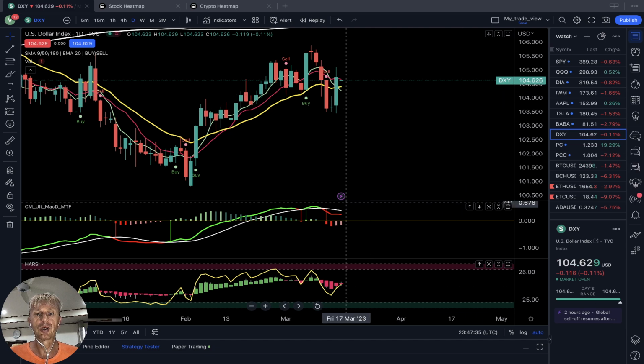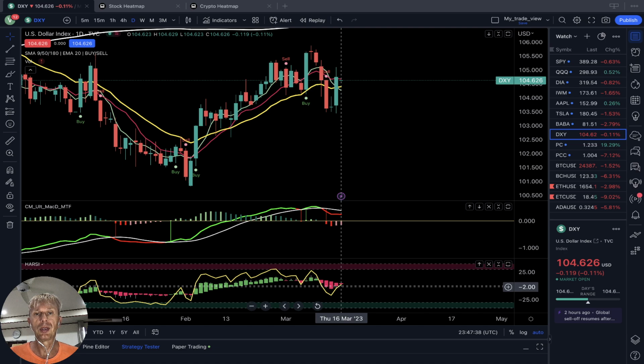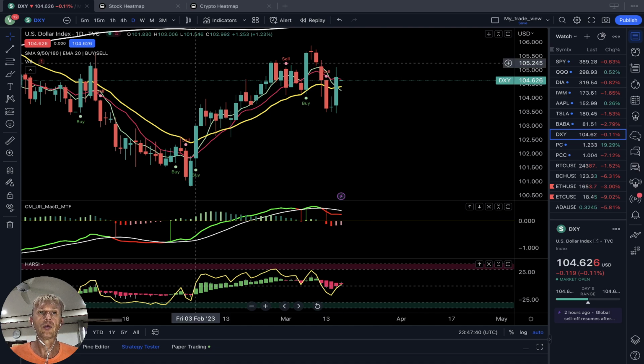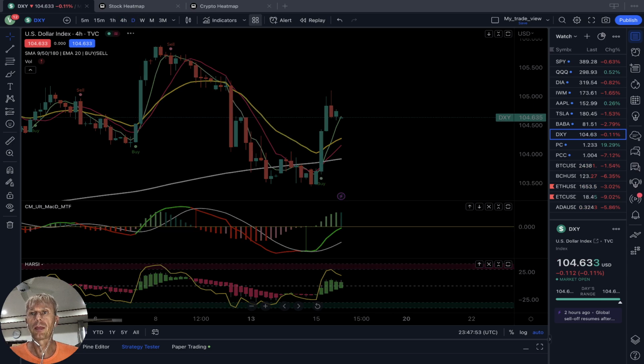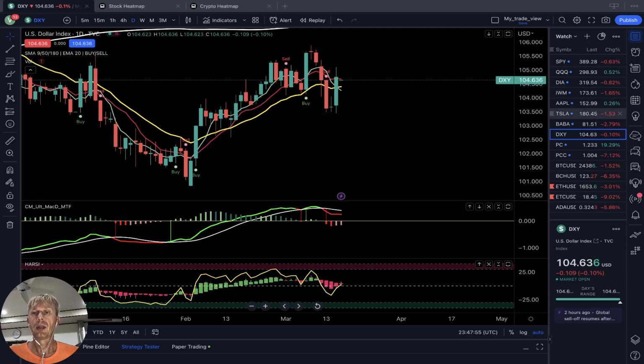MACD still bearish. Heikin-Ashi is still bearish. Daily time frame still bearish, but on 4 hours and 1 hour it's already bullish. Bullish dollar, bearish indexes, but on daily it's still bearish. That's all. Let's move to SPY.